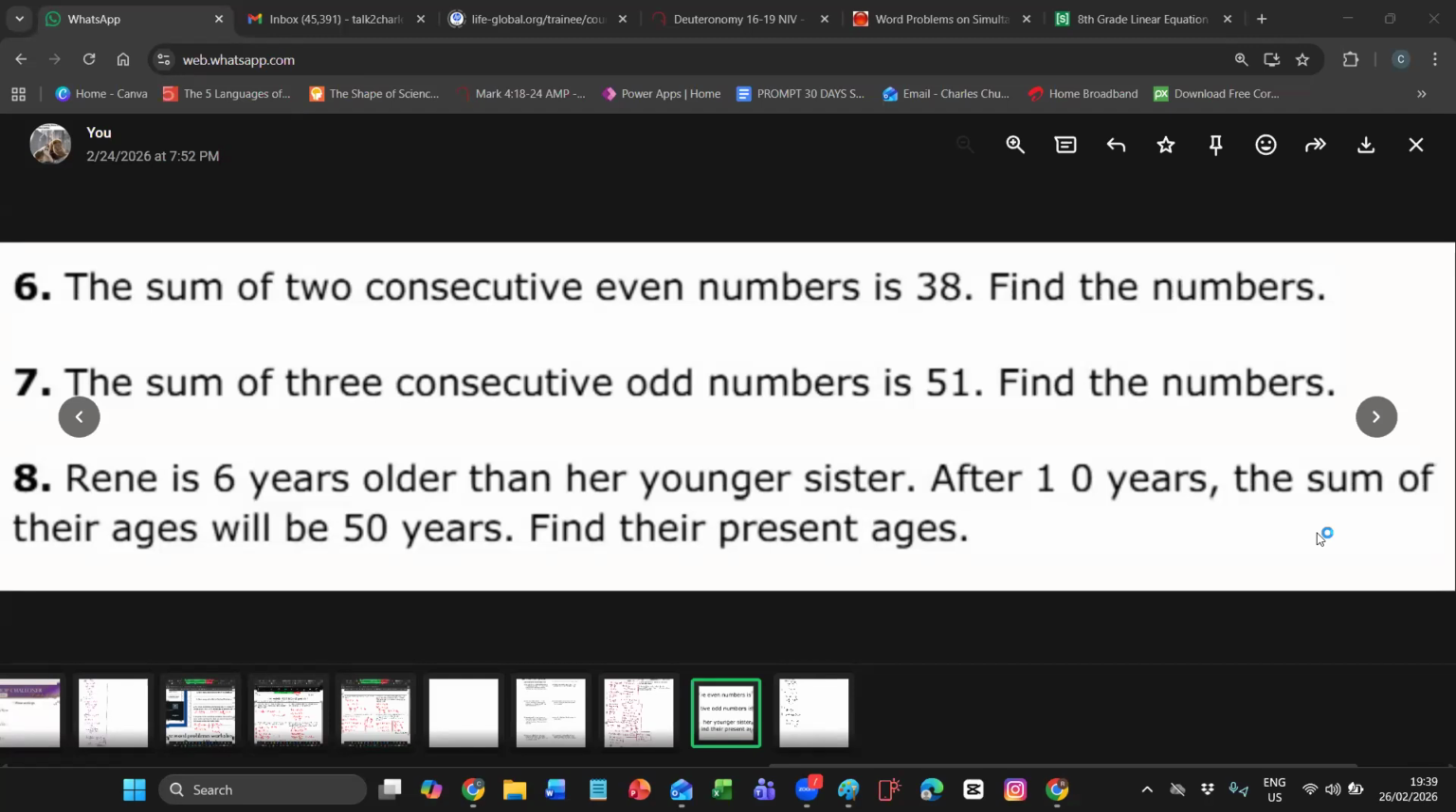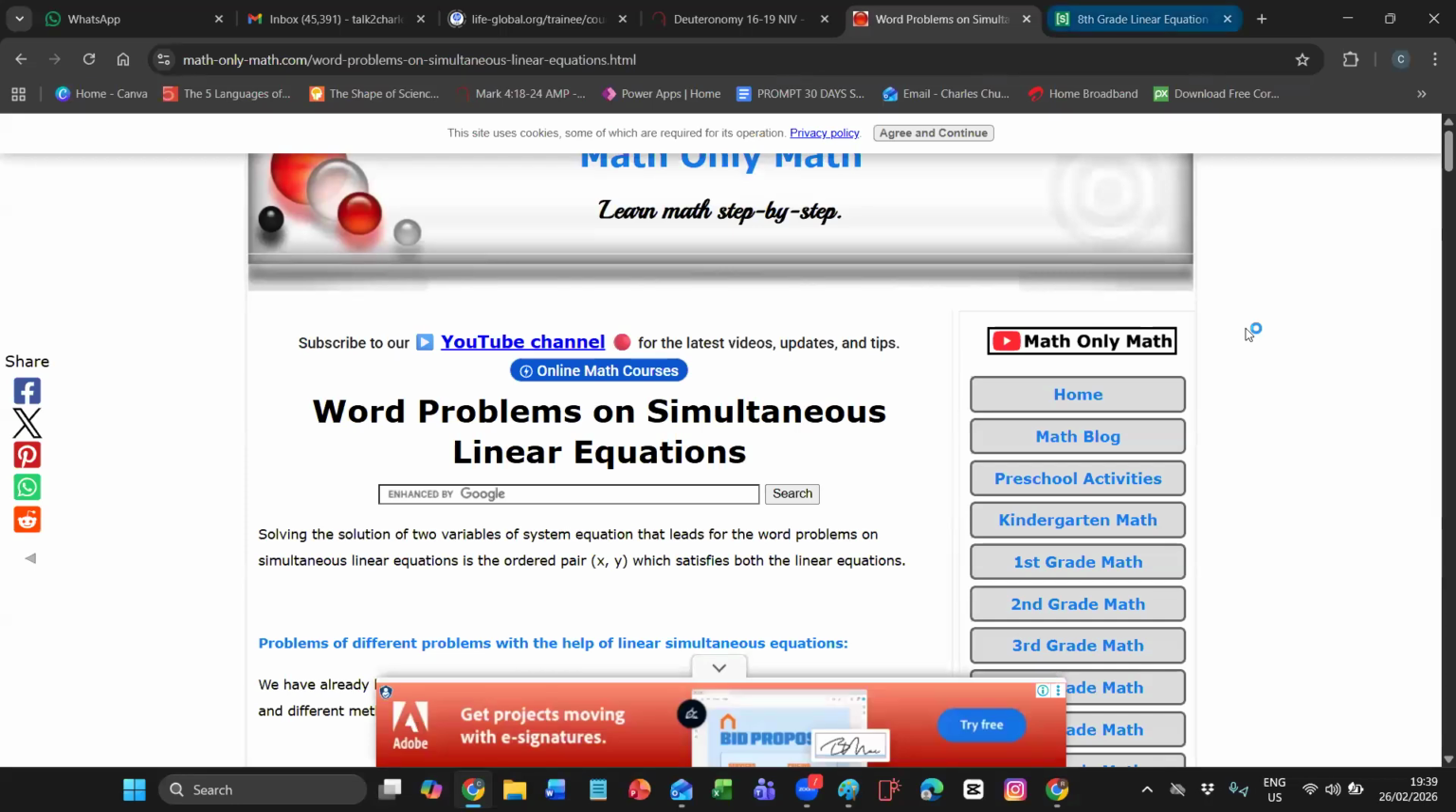Mm-hmm. Okay. And then the younger sister's age, that's x plus 10. Okay, x plus 10. So x plus 16 plus x plus 10, in bracket, should be equal to 50, right? Yes. Okay. Okay, smart moves. That's good. All right, let me see if this one showed.